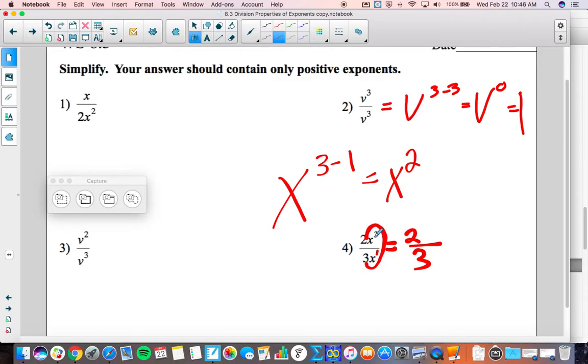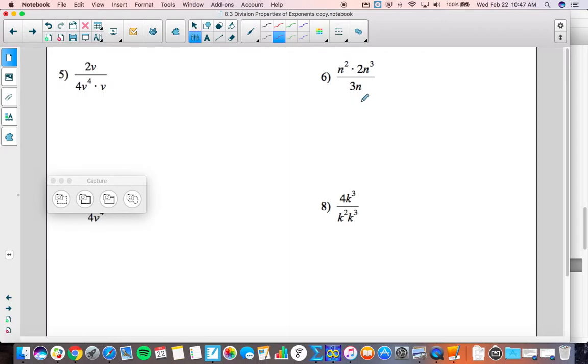Or you could say to yourself, well, I have 3 x's on the top, 1 x on the bottom. These x factors cancel each other out, so I have x times x on the top, which is x squared. Or you could say there's 2 more x's on the top than on the bottom, so x to the 2nd power on the top. Lots of ways to think about that.